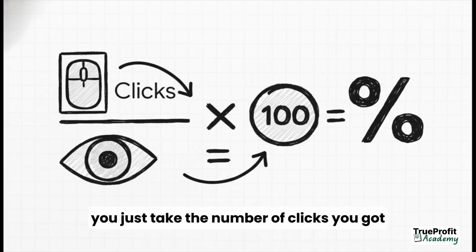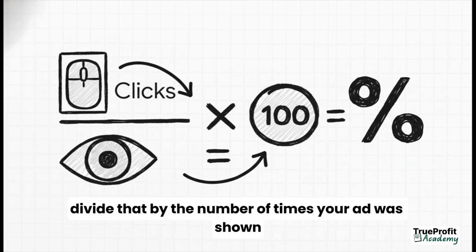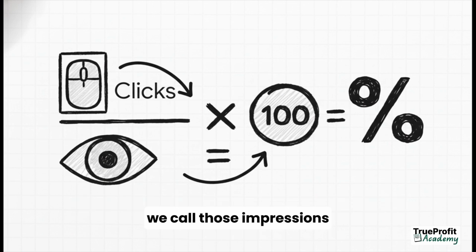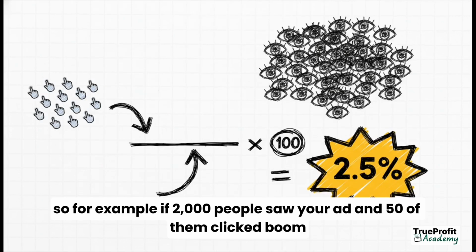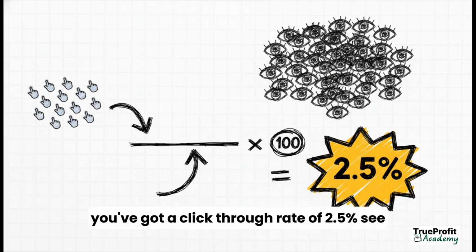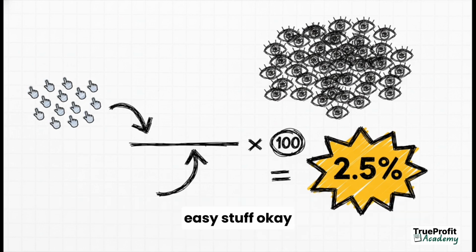You just take the number of clicks you got, divide that by the number of times your ad was shown, we call those impressions, and then you multiply by 100 to get that nice, clean percentage. So, for example, if 2,000 people saw your ad and 50 of them clicked, boom, you've got a click-through rate of 2.5%. See? Easy stuff.